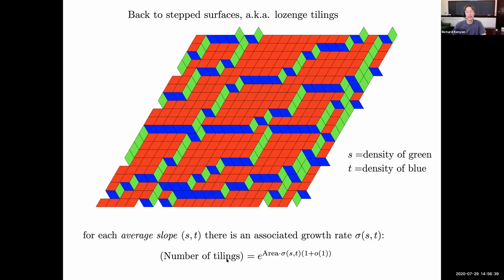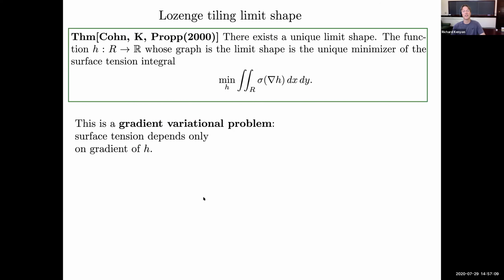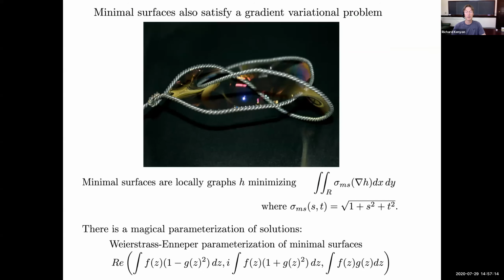And the number of tilings with that density is, again, it grows exponentially with the area, but then there's some growth constant, the exponential growth rate, which is sigma S, T, and you can think of that as the definition of this surface tension, sigma S, T, as the exponential growth rate of the number of tilings for the given slope S, T. Right, so that was sort of missing in this statement here. That sigma there is the same as the sigma that I just described down here.